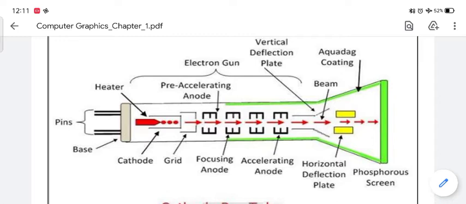Here the intensity of an electron beam is controlled by setting a voltage level on a control grid. So how does the control grid control it? It controls the electronic signal by setting a proper voltage. Only we can control this control signal.